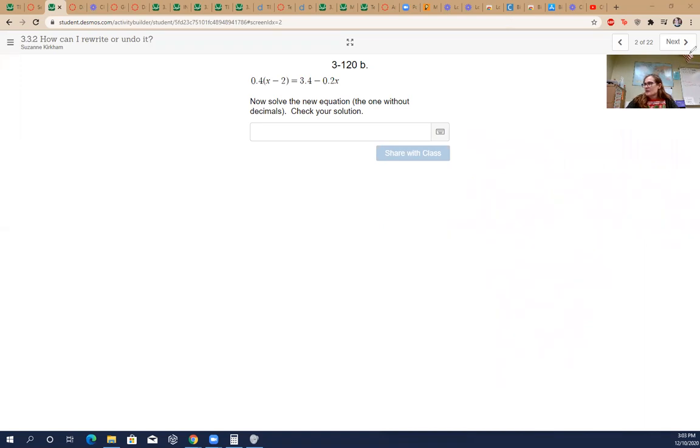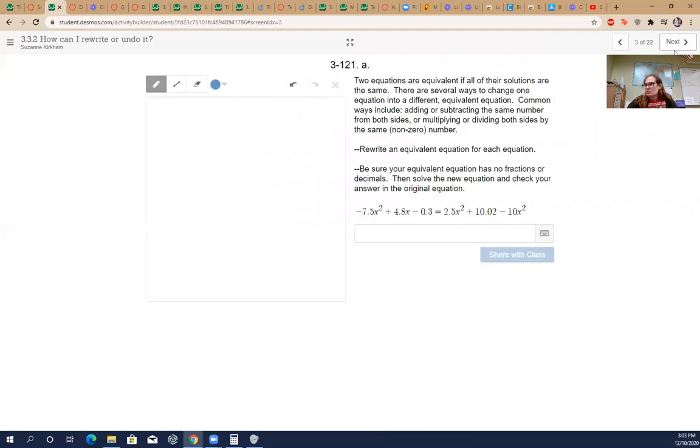Okay, next page. Page 3. Okay, so now we need to rewrite the equations. So we've got this equation down here that's negative 7.5x squared plus 4.8x minus 0.3 equals 2.5x squared plus 10.02 minus 10x squared. Now, as we have been working on this equation throughout the day, we found that it was actually easier to just leave it how it is and just combine our like terms.